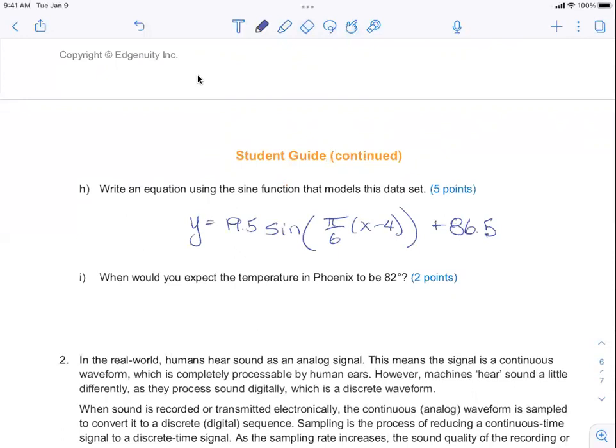When would you expect the temperature to be 82? Well, you can go back to your graph. So if y equals 82, then x would be this or this. You can set this equation equal to 82, this one up here. That'd be the most precise way to do it. And then use your calculator to solve if you have practice with that in your graphing calculator.